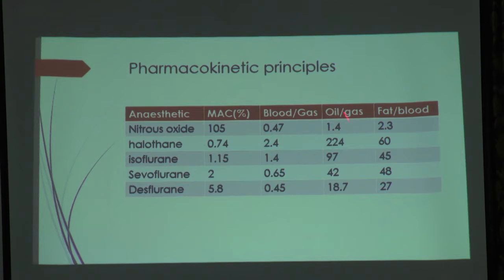Okay, and then look at the oil gas partition coefficient. You see that halothane is quite potent. You see, the MAC is 0.74%. And look at the oil gas partition coefficient. Remember I mentioned that its potency is related to that.